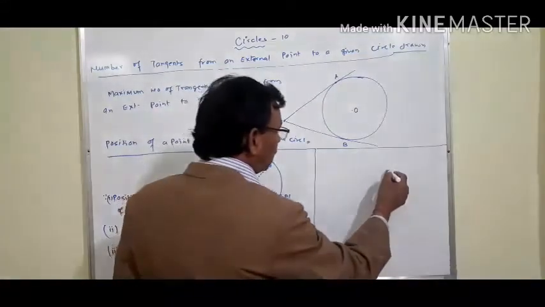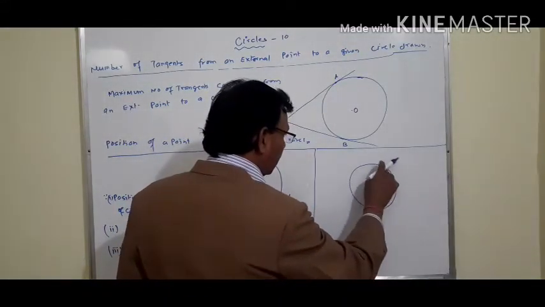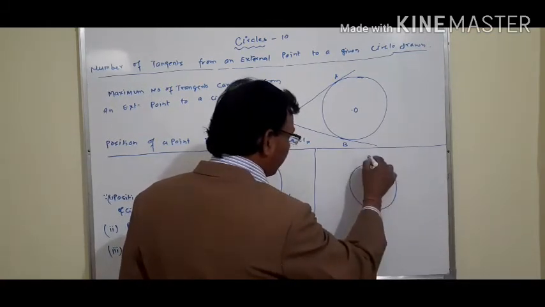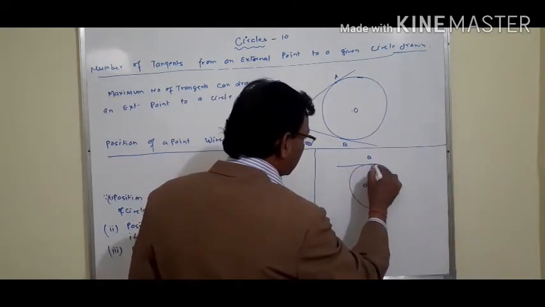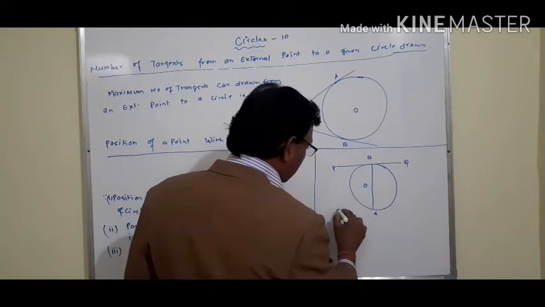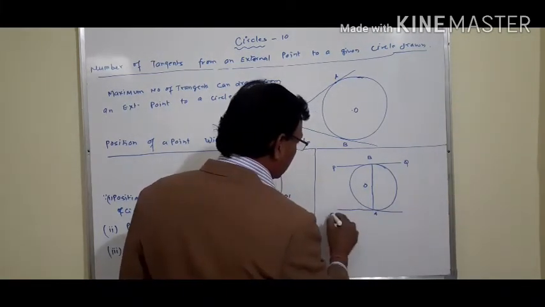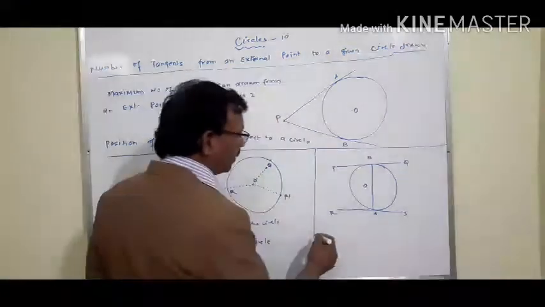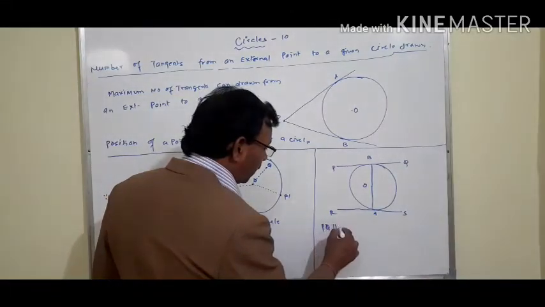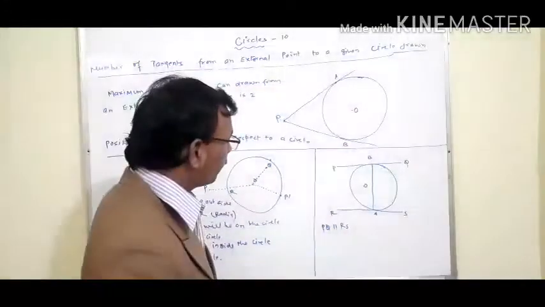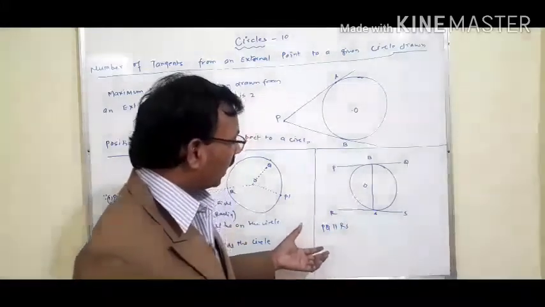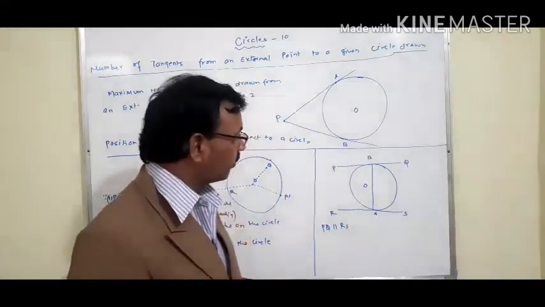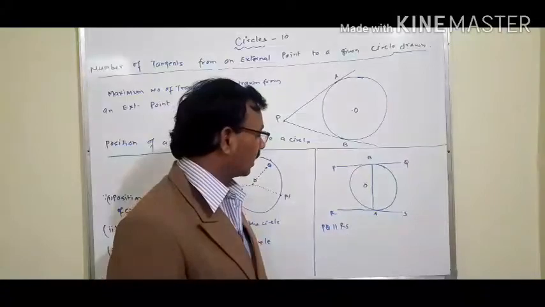Now, one small topic. If we draw two tangents at the ends of a diameter, suppose AOB is a diameter and two tangents PQ and RS are drawn at the ends of this diameter, then PQ is parallel to RS. That means both tangents will be parallel, and we can say that a maximum of two parallel tangents can be drawn on any circle.